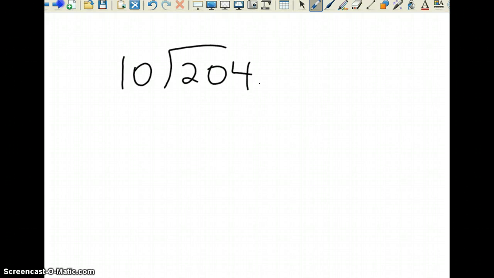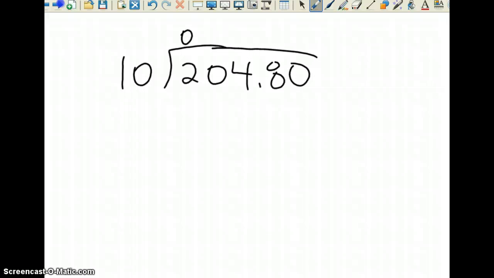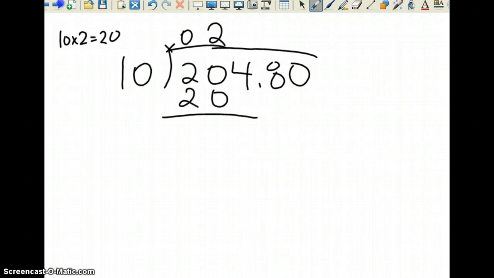And the last question we're going to do is a little more complicated. It's 10 goes into 204.80. So how many times does 10 go into 2? Well, it can't go in anywhere. So how many times does 10 go into 20? Well, we know that 10 times 2 equals 20. So 2 times 10 equals 20. 20 subtract 20 equals 0. I'm going to bring down this 4.